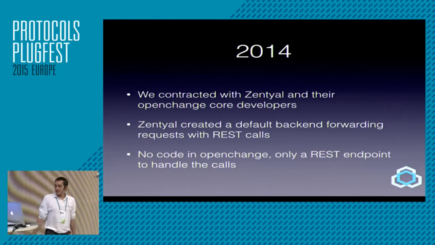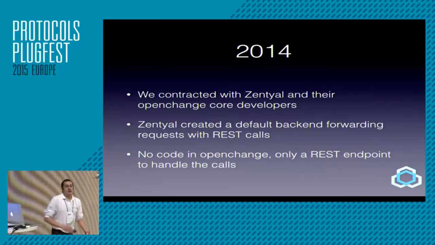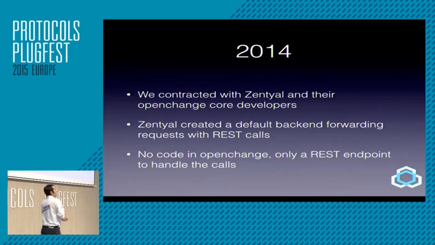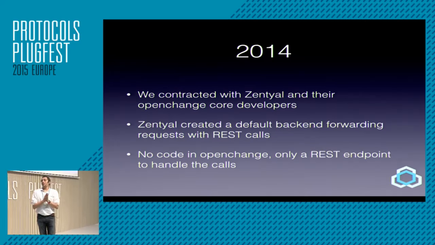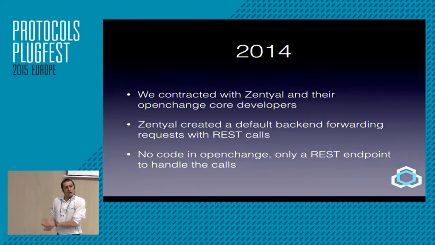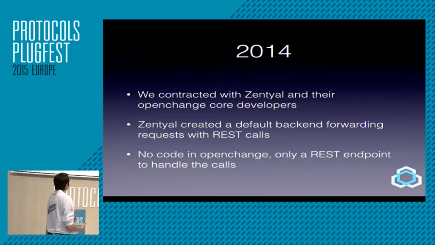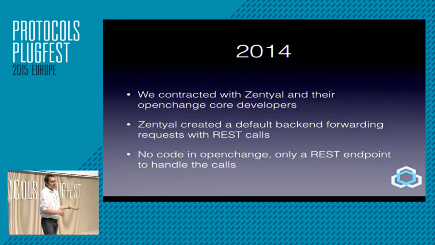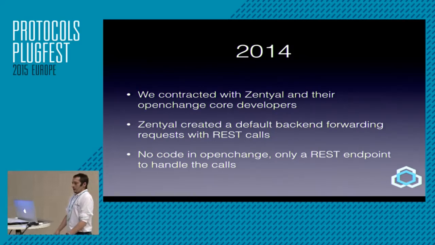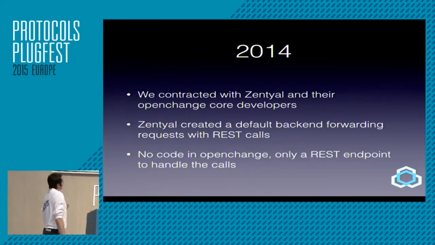Well, we chose none of them. In 2014, we contracted with a guy at Zentyal, as they have all the OpenChange core developers, and Zentyal did the hard work for us. They wrote a backend for OpenChange that forwards all the complex Outlook calls as REST requests. With our Java developers, that was pretty cool for us, dealing with a REST request and sending back JSON. We know how to do that. So we don't have to put code in OpenChange. We only have to make a REST endpoint to handle all the calls.